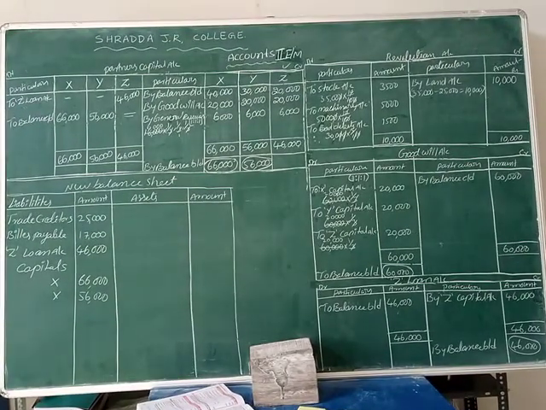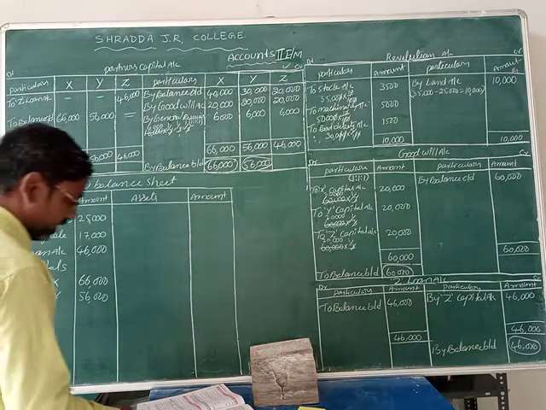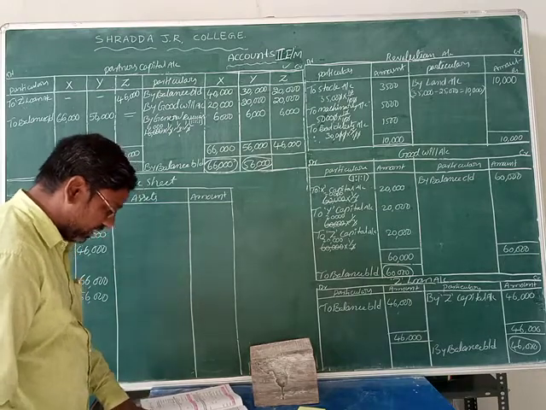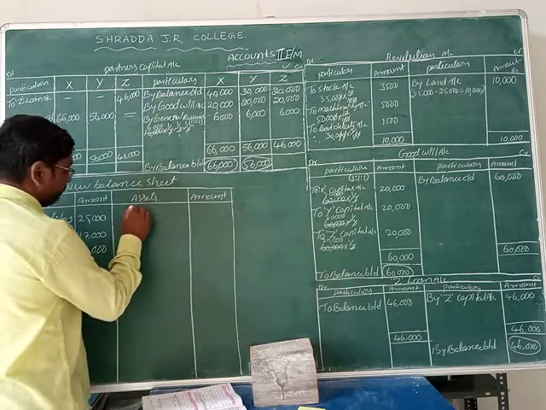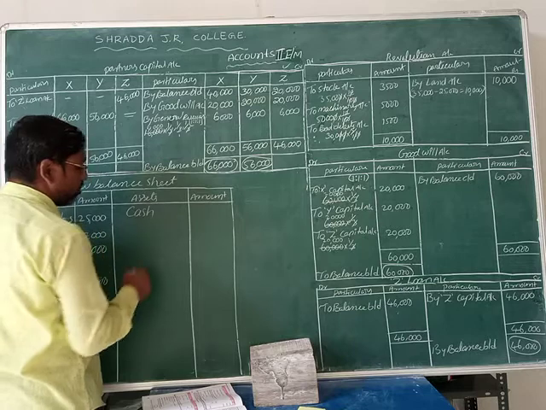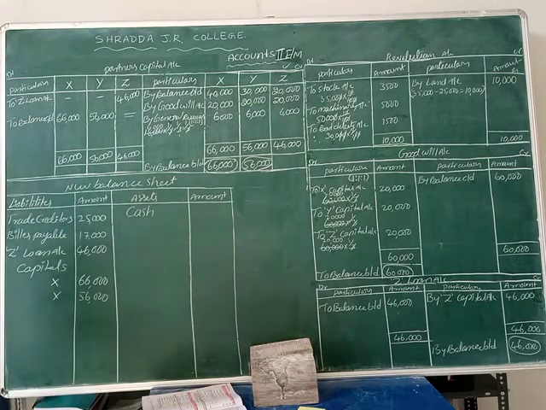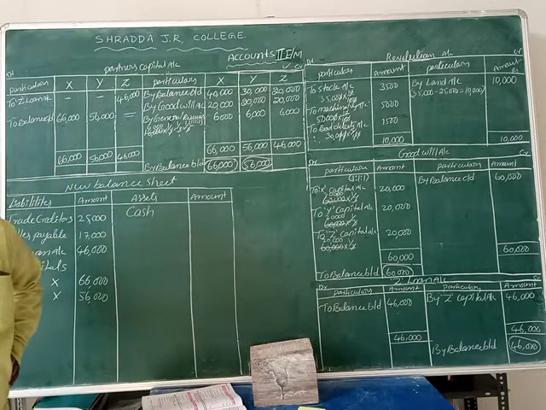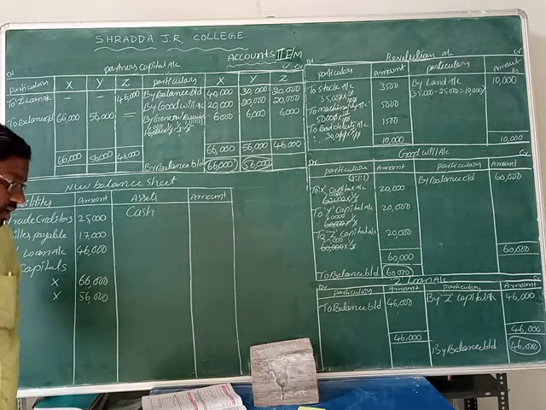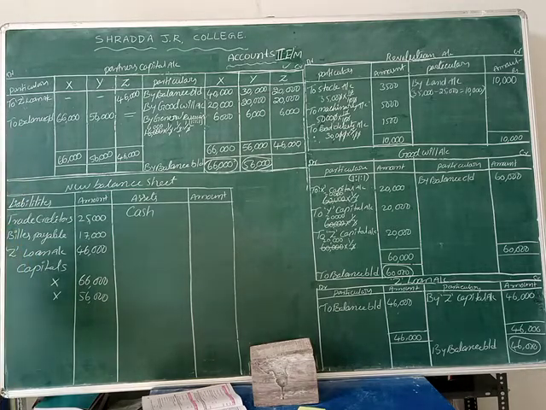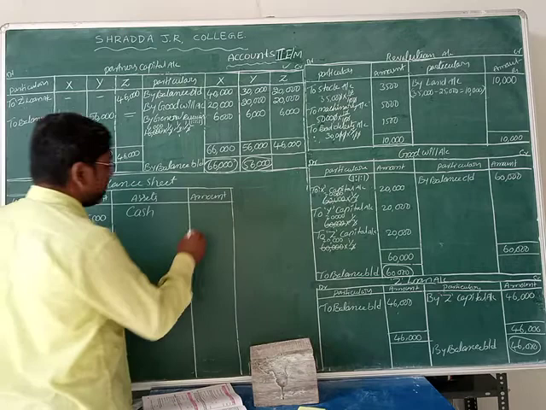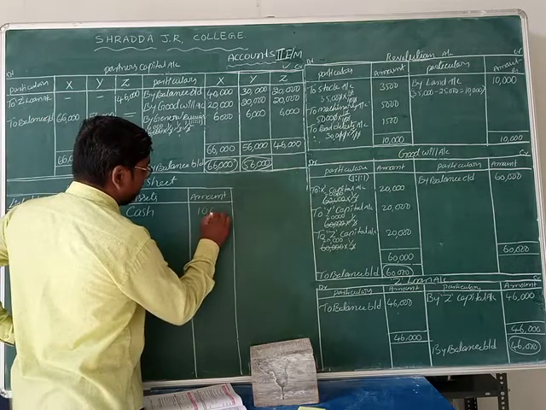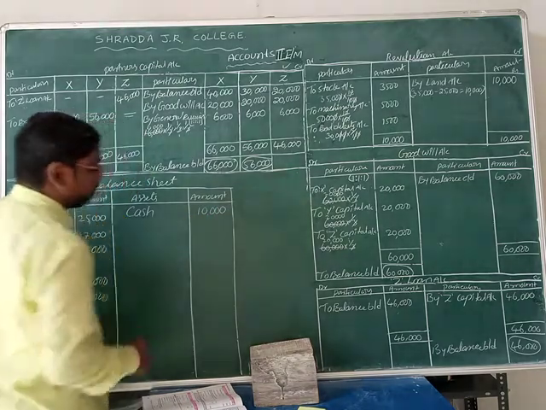Now we can see the next one is assets we are going to record. So what are the assets here? Let us see. First one is cash amount. Cash amount is no change. Why? Because we have not prepared a cash account. That's why the cash amount does not change. What amount is given here? 10,000 rupees. The 10,000 rupees amount we can write on the asset side.